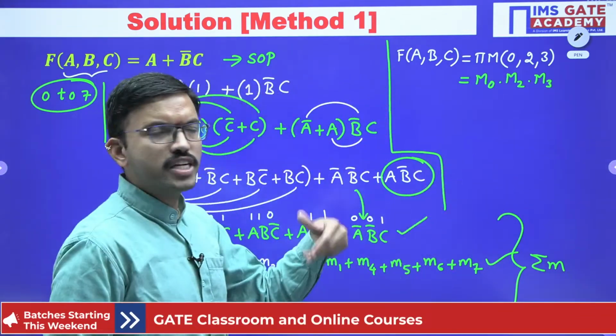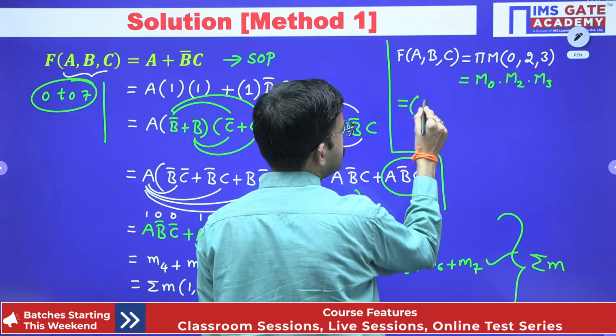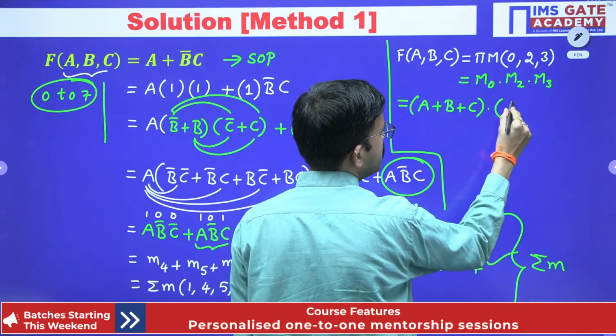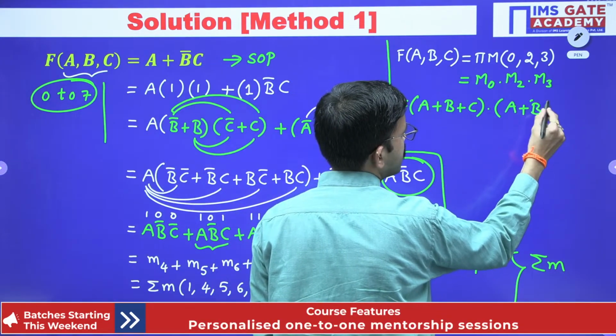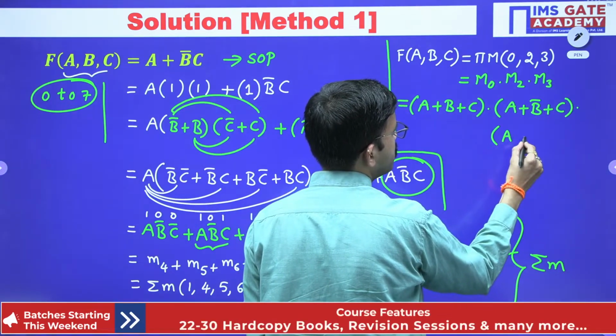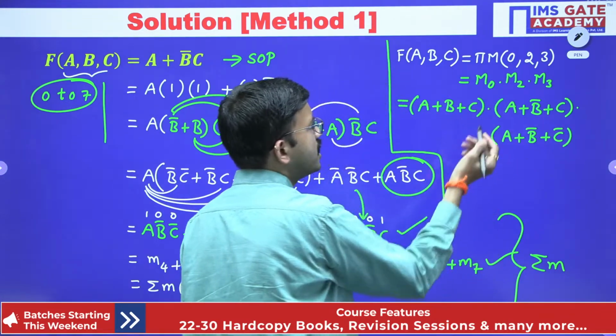Or if you want, you can represent in terms of the variables. 0 is nothing but 000, A plus B plus C. Then 2 is nothing but 0, 1, 0, and 3 is nothing but 0, 1, 1. So you can multiply the max terms.